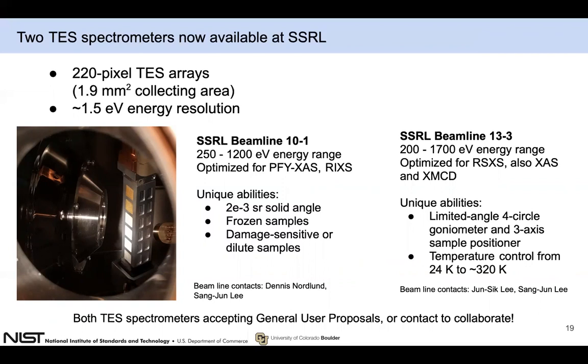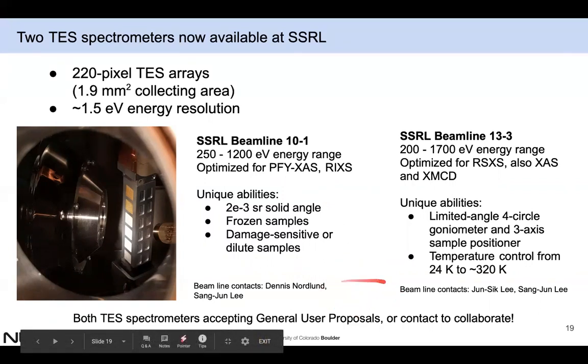Beamline 13.3 is optimized for scattering experiments. They've got a 4-circle goniometer and a 3-axis sample positioner, as well as the ability to control sample temperature from about 24 to 320 Kelvin. Both of those instruments now accept general user proposals. If you're interested in using the TES at one of those beamlines, I'd recommend contacting the beamline scientists, and I've listed their names here.